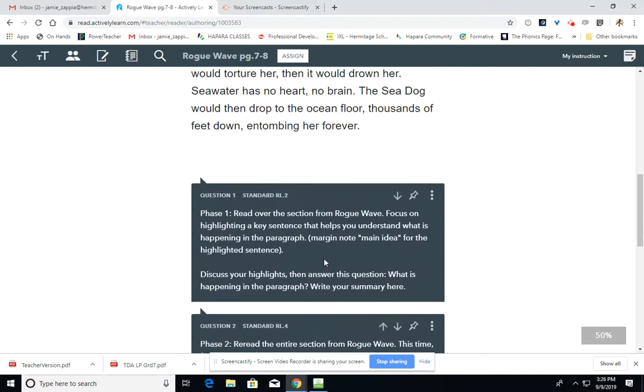So go ahead and start reading your first phase as you work on these specific learning targets.